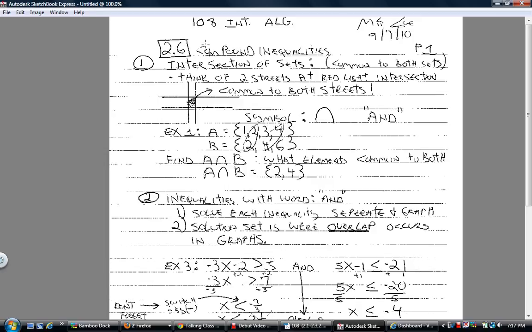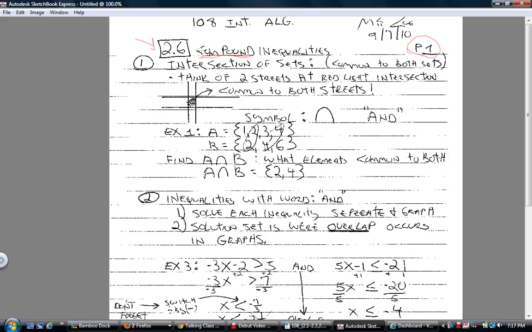Welcome to section 2.6 where we are going to work with compound inequalities, and we're going to tackle page 1 here on this video. And I want you just to think about compound meaning more than one. So we are simply going to have two inequalities, and we're going to see what the net result is based on whether we're going to find the intersection or the union of two inequality sets.